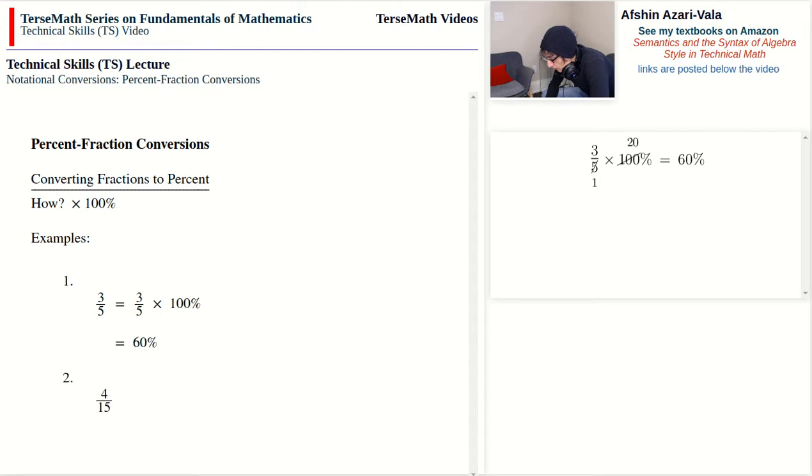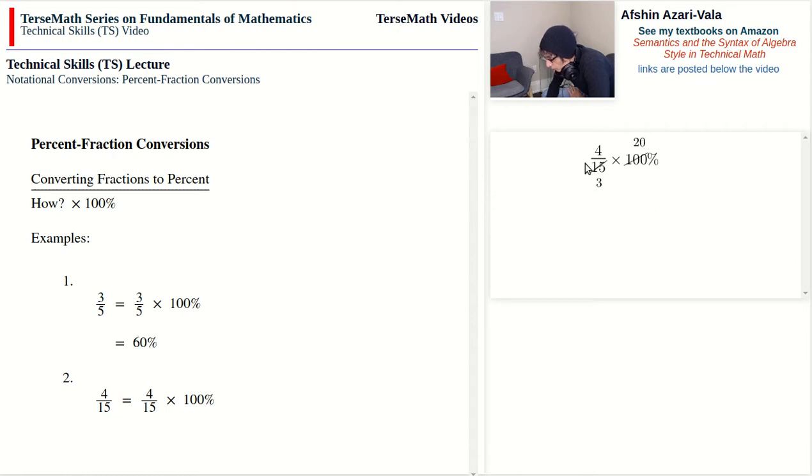Problem number 2. Now we have 4/15. Now the difference between this one and problem 1 is that with problem 1, 5 and 100 reduced in such a way that 5 down here became 1, as you can see. But with 15, that won't happen. So the question now is, how do we work this out? Well, we still have to multiply by 100%, but then after we reduce, we'll find that we'll end up with a value that's not 1 down here. 5 goes into 15 3 times. 5 goes into 100 20 times.